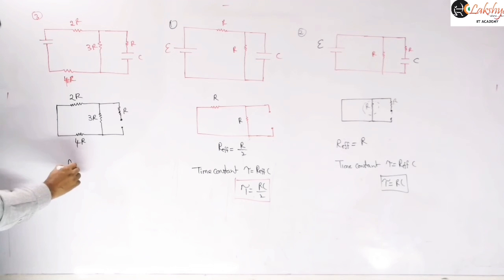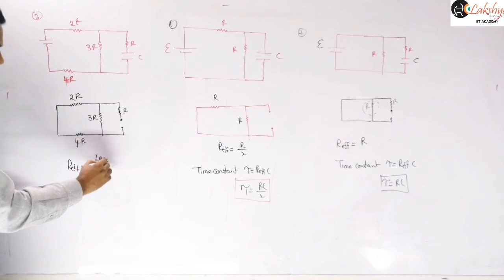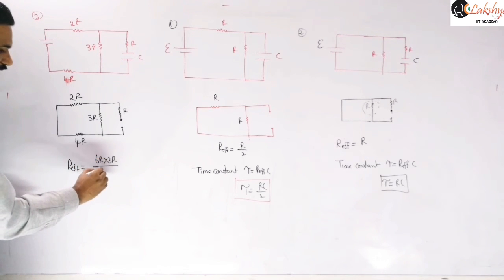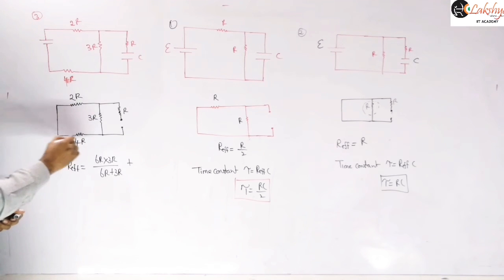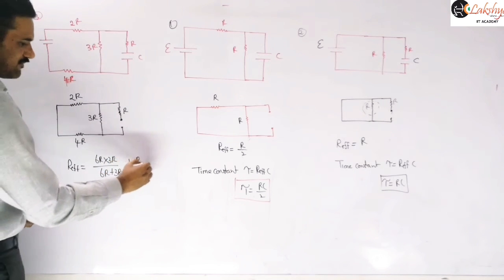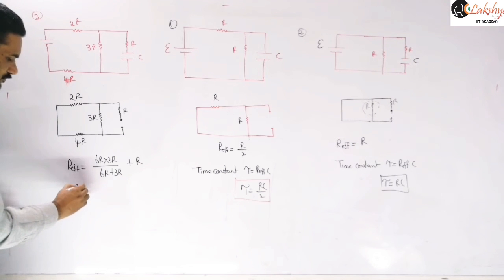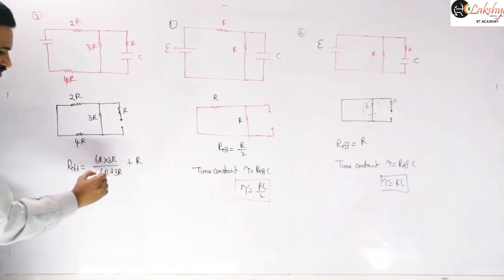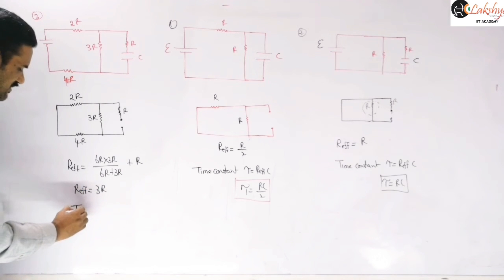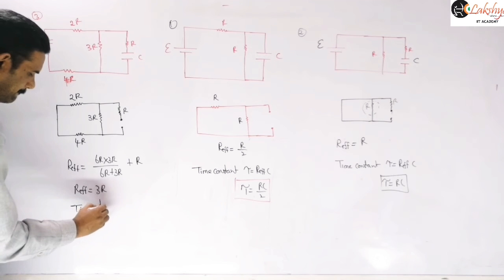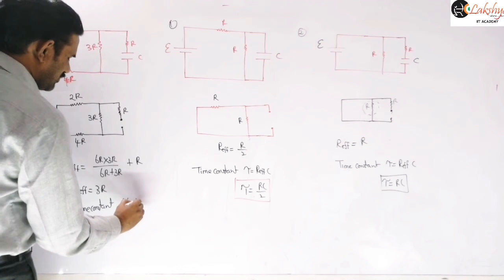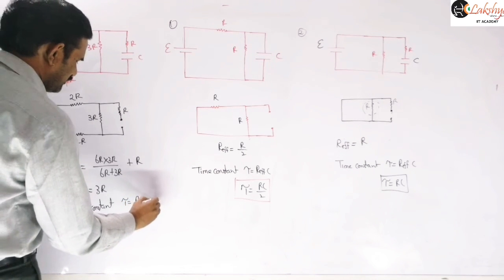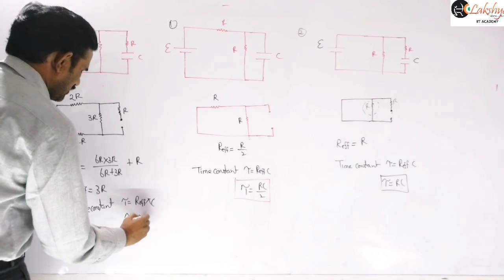Therefore R effective I am writing as follows: 6R and 3R are both in parallel, so 6R into 3R by 9R, that means 6R plus 3R, and whatever resistance we get will be in series with this R. Therefore R effective is equal to 2R plus R, that is 3R. Therefore the time constant tau is equal to R effective into C, and so this is 3R into C.